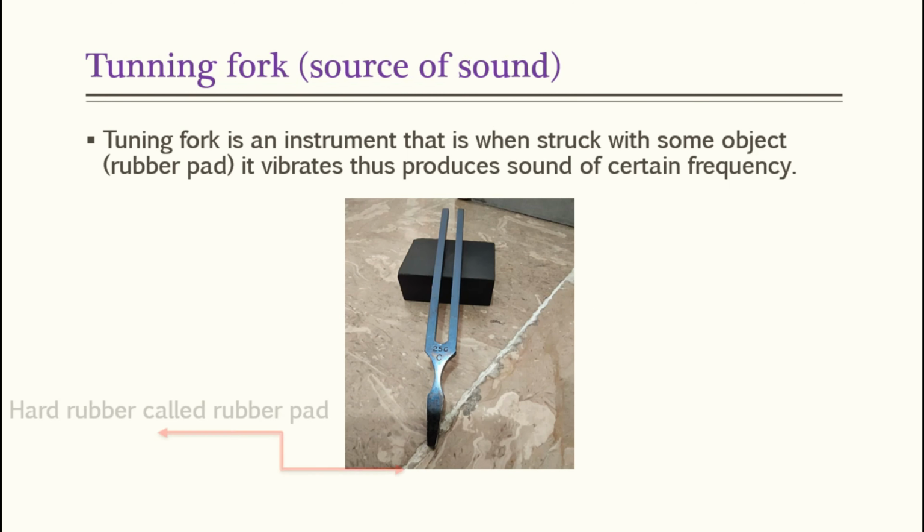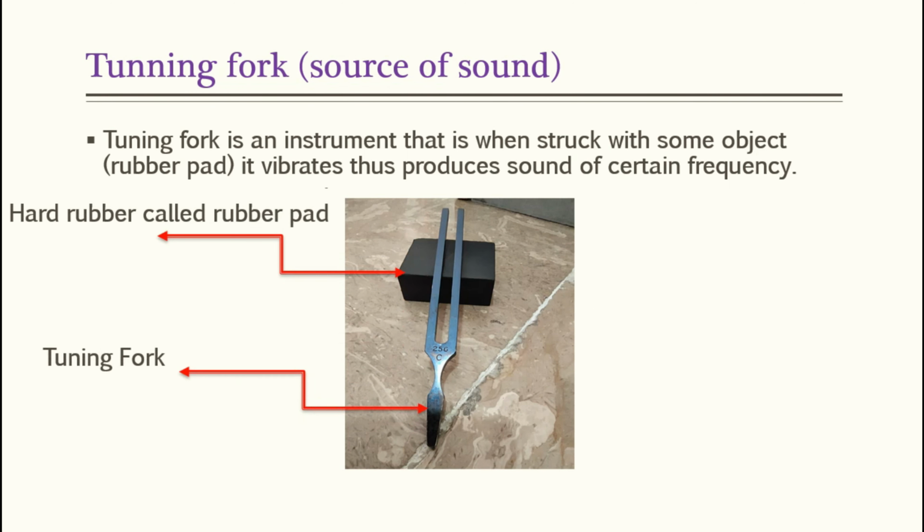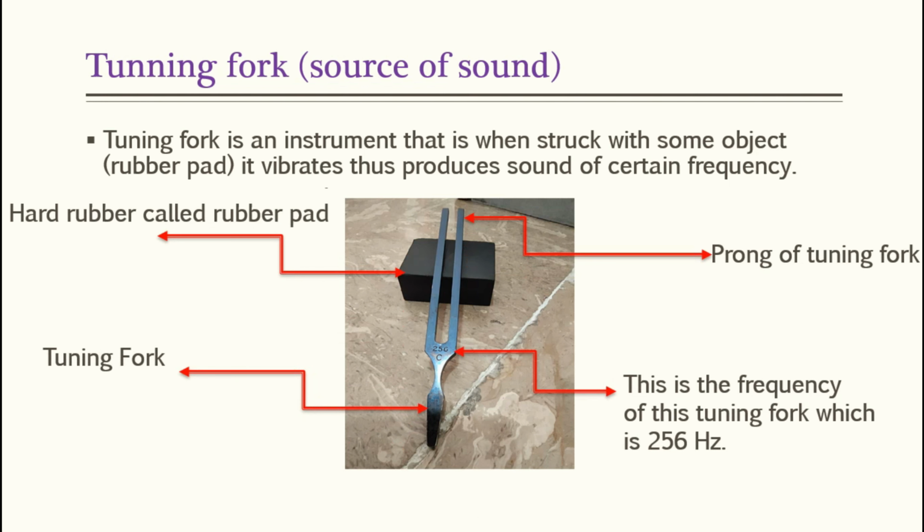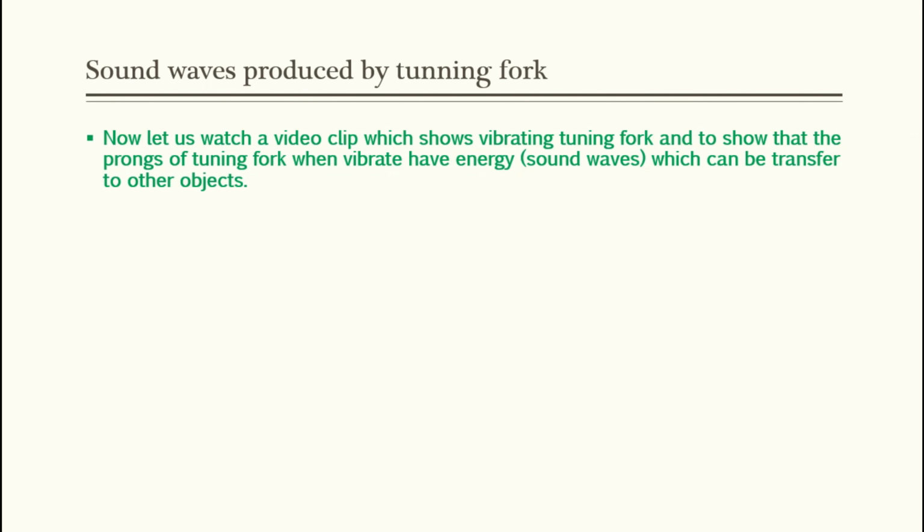In the figure, this is a tuning fork and a rubber pad. So this is a rubber pad, a tuning fork, the prongs of the tuning fork, and this 256 shows the frequency of this specific tuning fork. Now let us watch a video clip which shows a vibrating tuning fork, and shows that the prongs of the tuning fork, when vibrating, transmit energy to other objects.